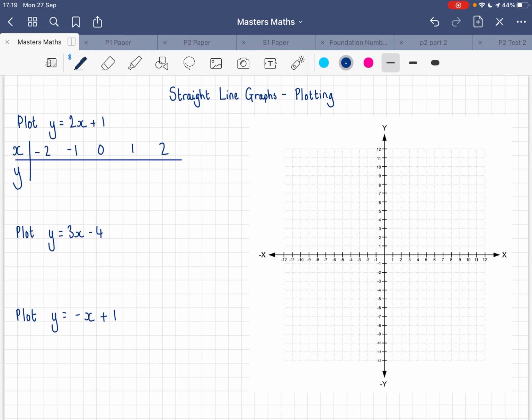We could put any values of x we wanted up here in this table. I've chosen these ones because they tend to be the most common. Like if you have it in an exam question or something, they tend to be the most common numbers that they'll use. But we could have chosen any. We could have chosen like -12, -6, 3 and 7.